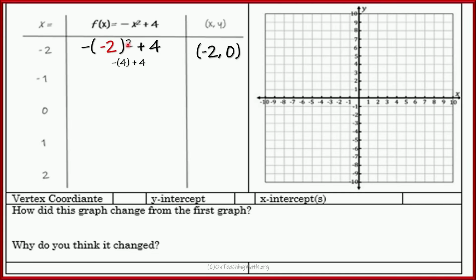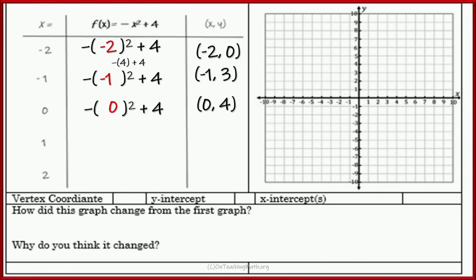Negative 2 squared is positive 4. But we have a negative out here, so I'm going to leave it in the parentheses so I don't mess that up. Negative 4 plus 4 is 0, so the first point is negative 2, comma 0. Doing the same thing again, being careful with my order of operations, this is what we get.